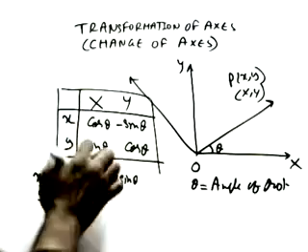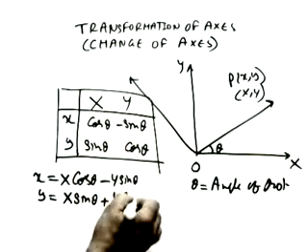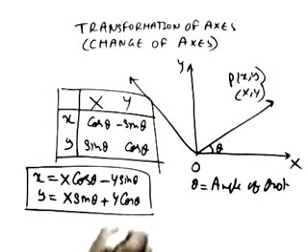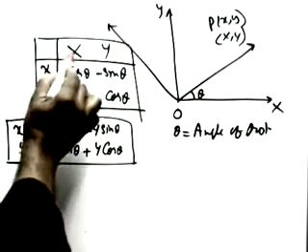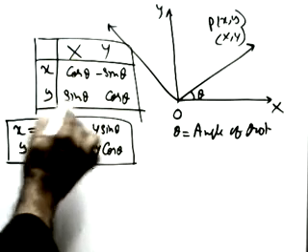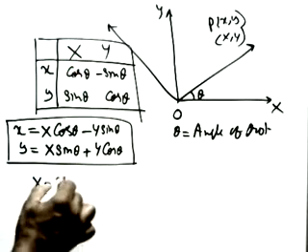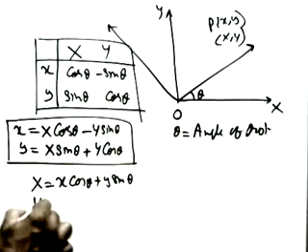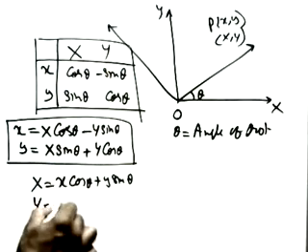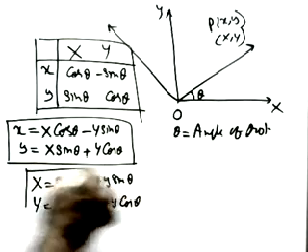Similarly, small y can be written as small y equals capital X sin theta plus capital Y cos theta. So these are the values when we have to find the small xy, that is the original coordinates. Suppose we have to find the new coordinates capital XY. Then capital X equals small x cos theta plus small y sin theta. In the same way, capital Y equals minus x sin theta plus y cos theta.